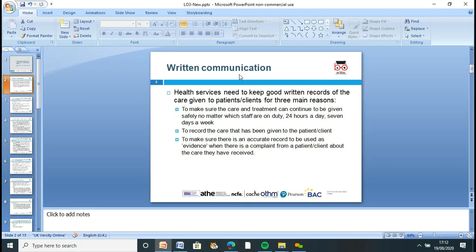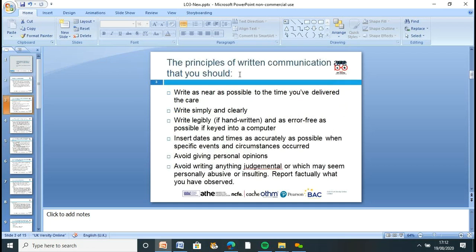The second reason is to record the care that has been given to the patient and client. That's just to keep good records. So make sure you mark down what has been given, what you've been doing. And the third reason is to make sure there's an accurate record to be used as evidence when there's a complaint from a patient about what care they received. This is just covering your own back.